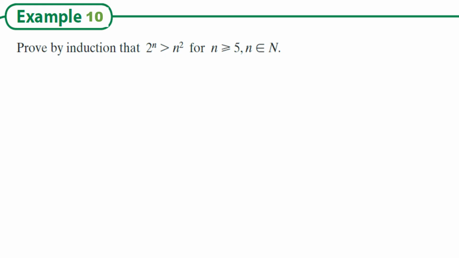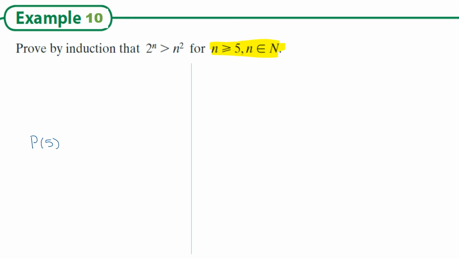So let's jump into example 10. So we're following on from yesterday's example. Prove by induction that 2 to the power of n is greater than n squared. And this is important for n greater than 5, where n is a natural number. So this time, and it's the first time really we've seen a question where we're not starting with n equals 1. Because if we start with n equals 1, then we're not following what they've asked us to do. So we're going to start this question with n equals 5, because they've told us that n is greater than or equal to 5.